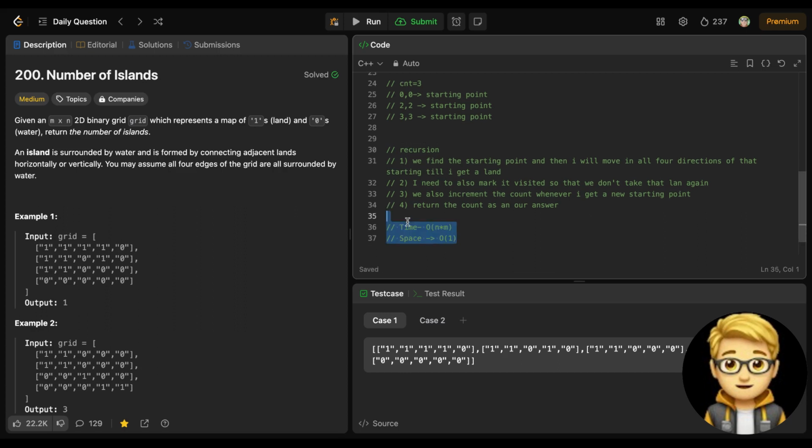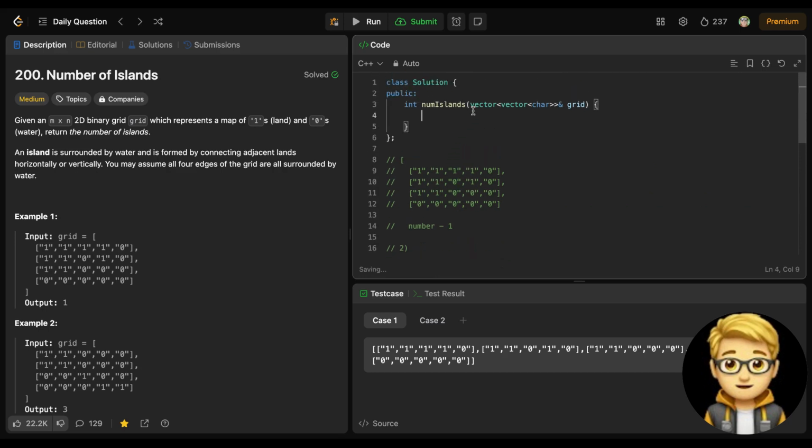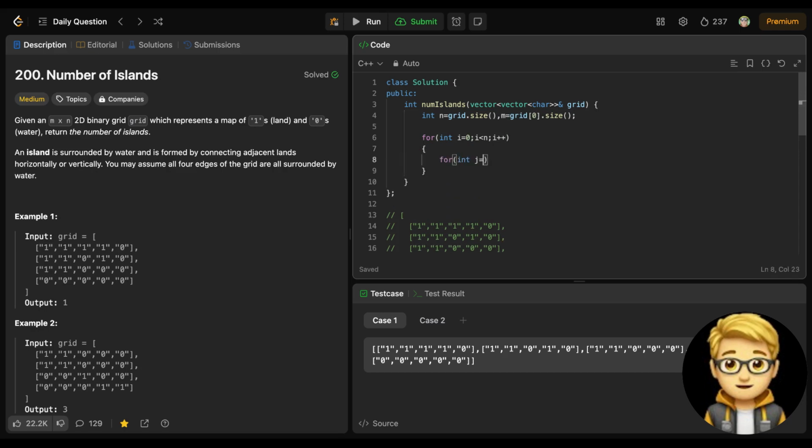So let's see how this will be implemented, right? First I need to find the grid length. It will be grid.size, and for the grid width it will be grid[0].size. Now I will move in this grid and find which cell has 1. If I get any coordinates which has land 1, that will be my starting point.